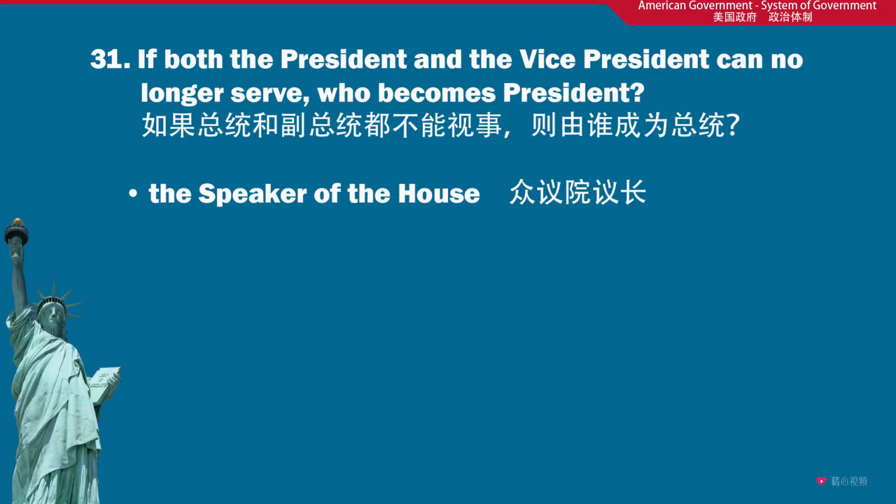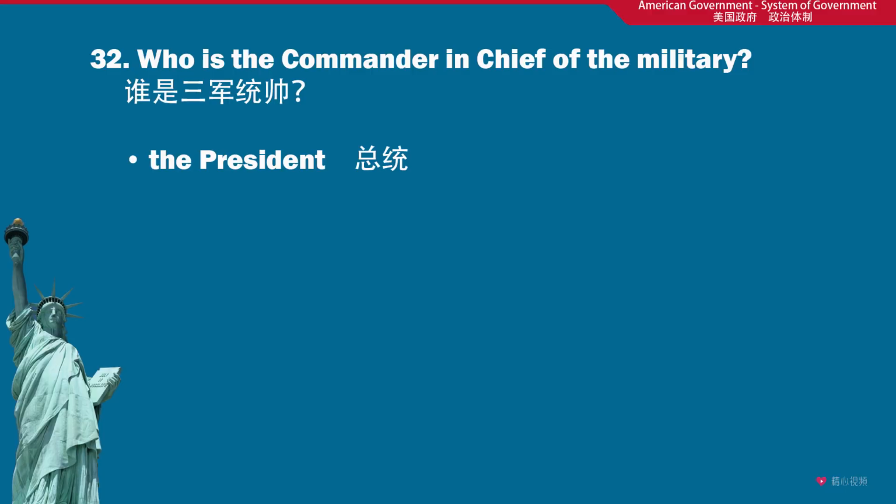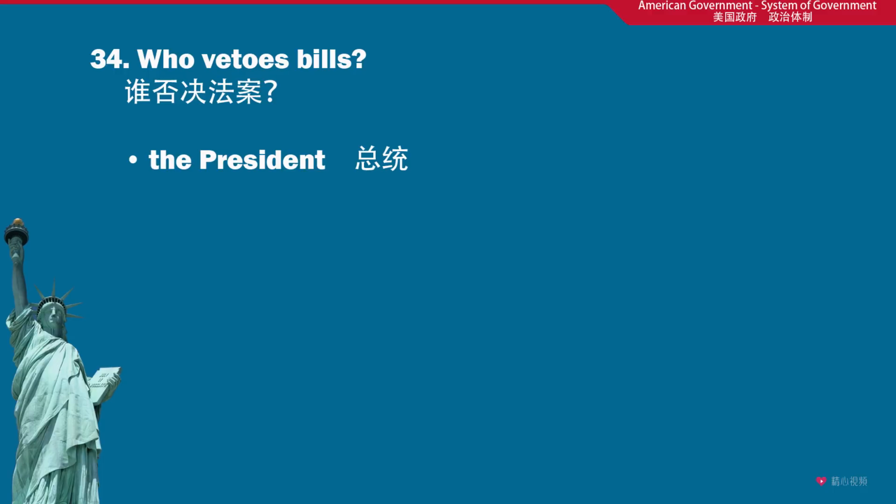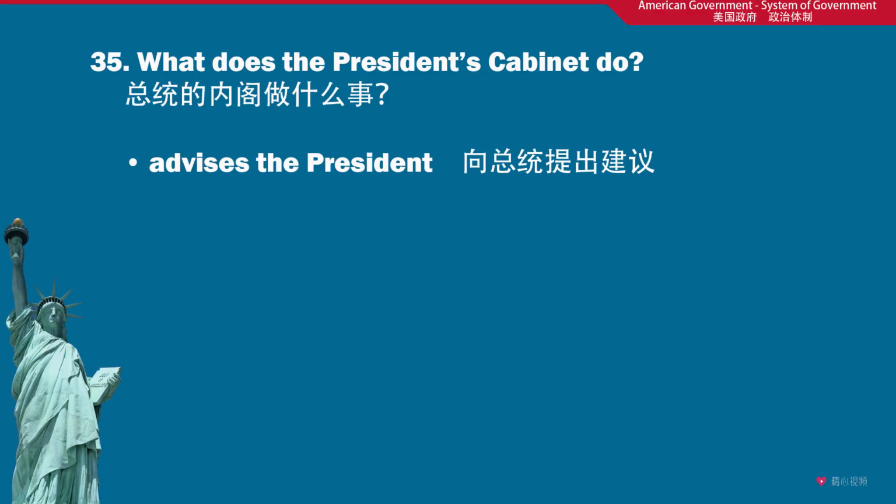If both the President and the Vice President can no longer serve, who becomes President? The Speaker of the House. Who is the Commander-in-Chief of the military? The President. Who signs bills to become laws? The President. Who vetoes bills? The President. What does the President's cabinet do? Advises the President.